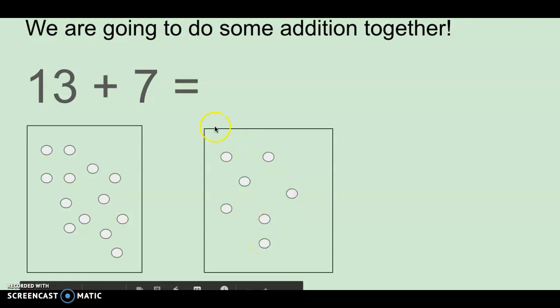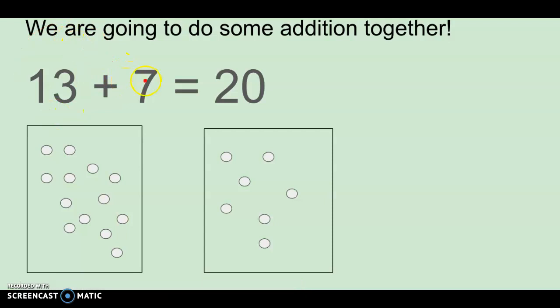I want to know how many dots I have all together. So let's count all the dots. 1, 2, 3, 4, 5, 6, 7, 8, 9, 10, 11, 12, 13, 14, 15, 16, 17, 18, 19, 20. We have 20 dots. So 13 plus 7 equals 20.